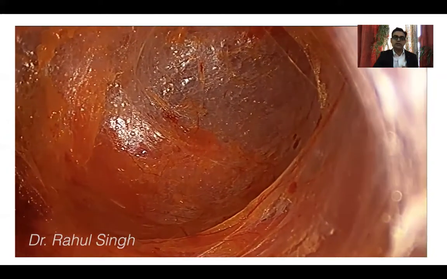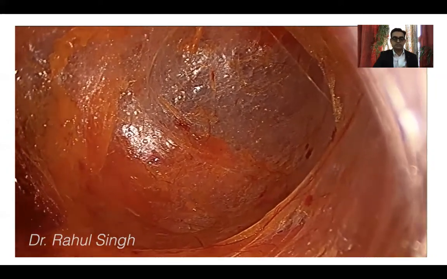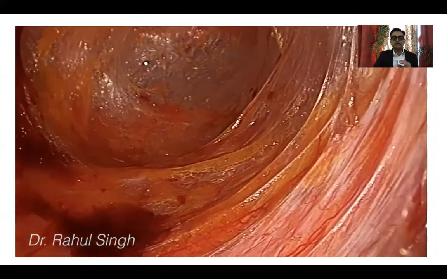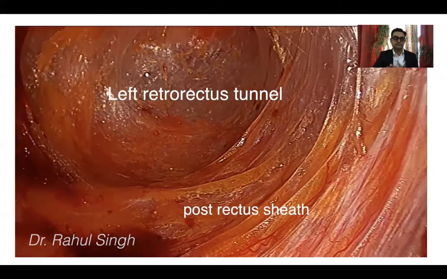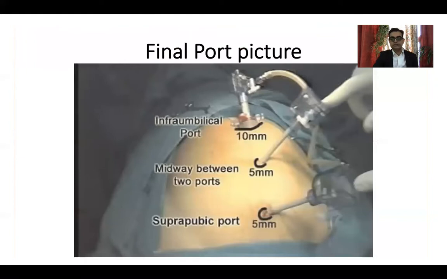This, what we have made, is the left retrorectus space, and it is known as the left retrorectus tunnel. Down, you can see the posterior rectus sheath, which is ending at the level of the arcuate line, and medially you can see the midline. So we'll not go into the further dissection video because that is not part of our presentation today. And once we place further two 5mm ports between the pubic symphysis and the 10mm, this is the final picture which we are going to have.